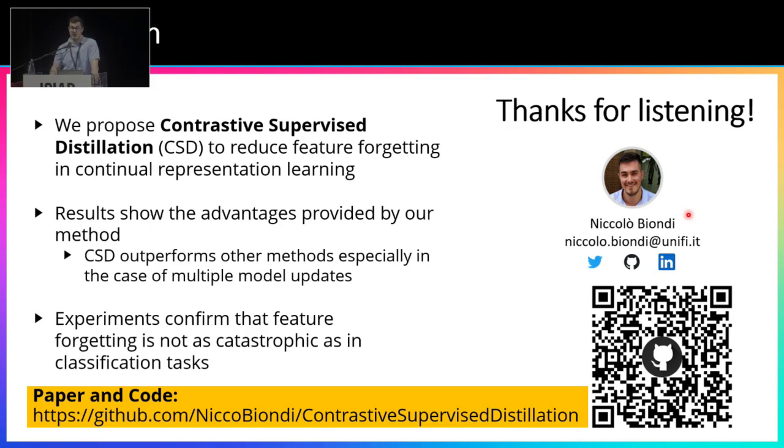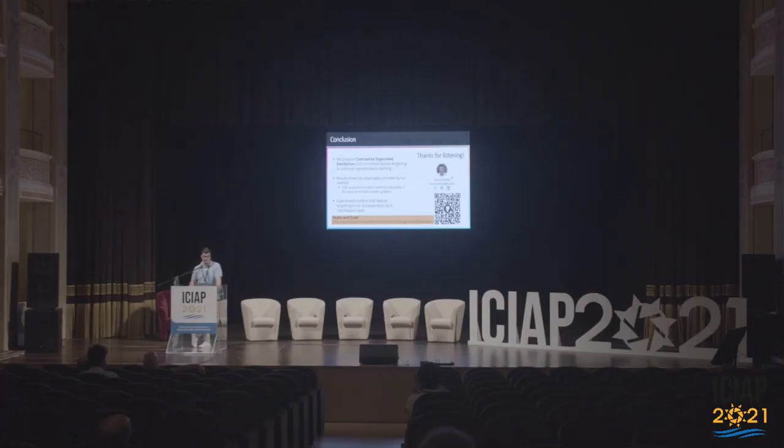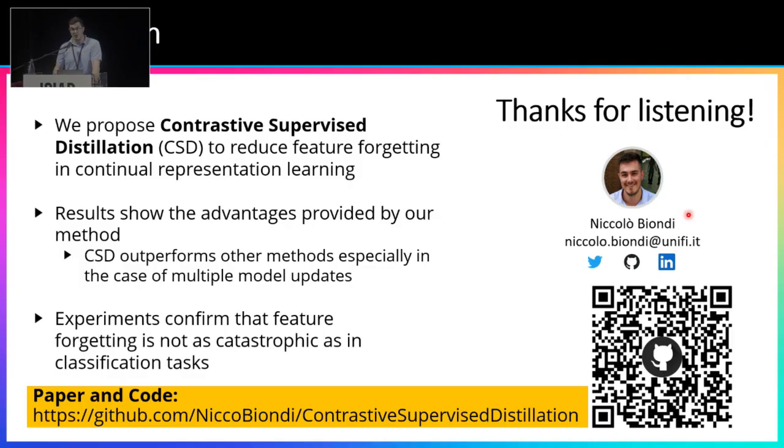As a conclusion, we proposed contrastive supervised distillation to reduce feature forgetting in continual representation learning without using any old data when updating the model. Experimental results show the advantages provided by our method in both single and multi-model update. In addition to this, the experiments also confirm that feature forgetting is not as catastrophic as in the classification task, as we obtain similar performance with respect to the upper bound. So thanks for listening and for the award that we received.